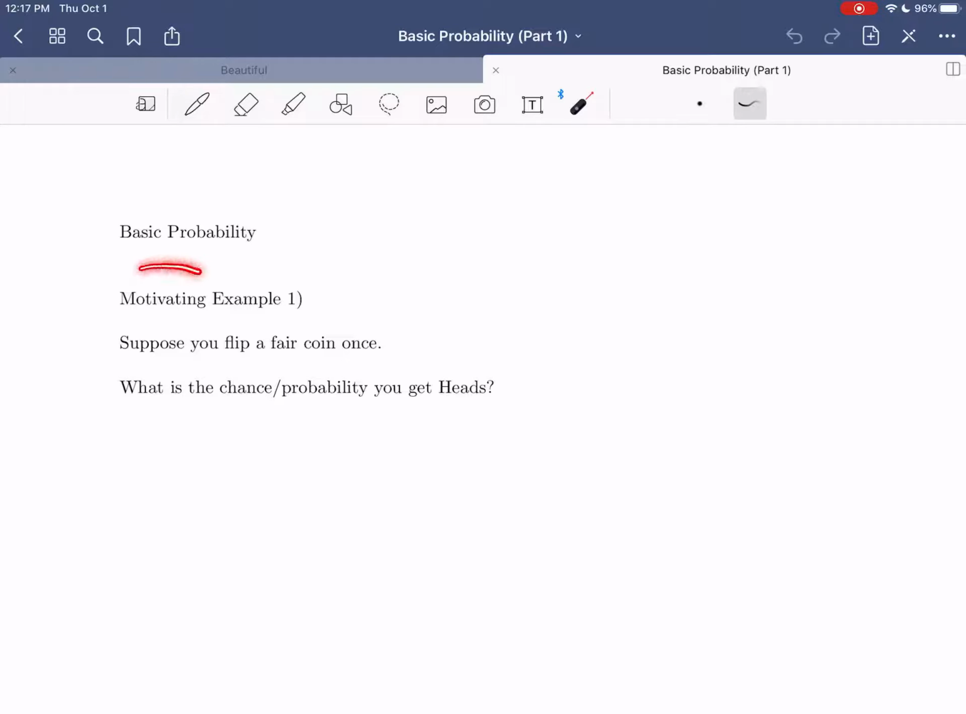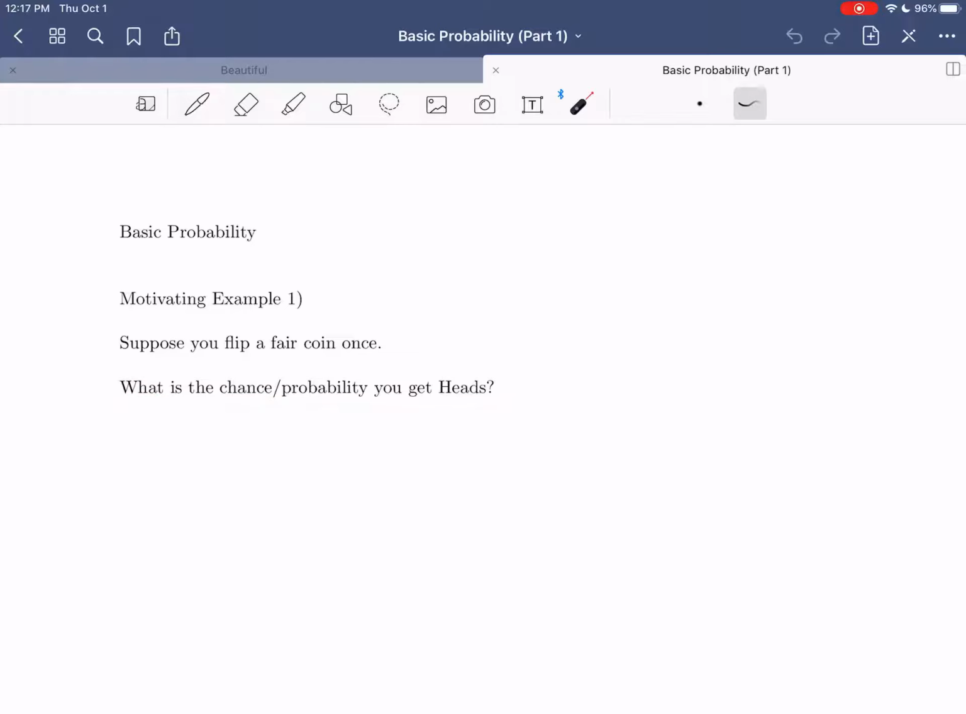So let's start with motivating example 1, a very basic example of a probabilistic experiment, a probability-based idea. We're going to suppose you flip a fair coin once. So you have a coin and you flip it once. We want to ask ourselves, what is the chance or probability? Chance, probability, they mean the same thing. So what is the chance or probability that you get heads on that one flip of a coin?